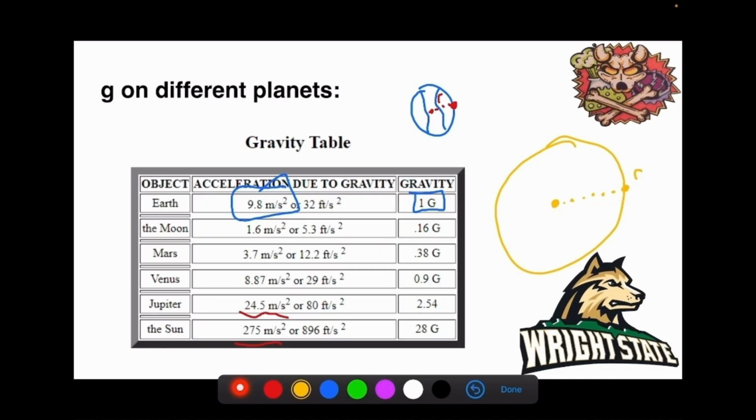Same thing with the sun as well. The sun is only 28 times the gravity of Earth, despite the fact it has over 1 million times more mass. And the reason for this, again, is because of this distance here. The further away the edge, the surface, the point in space that you're looking at is from the center of mass of that planet, the weaker gravity is going to get. So basically, the fact that they're bigger planets that are less dense means that their gravity is not as big as you would expect it to be at the surface.